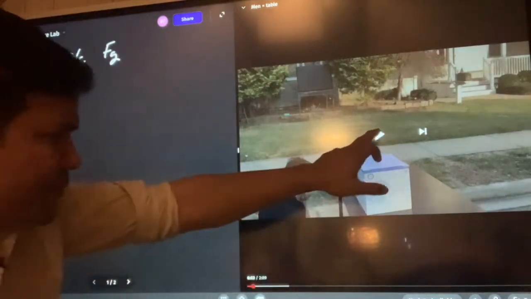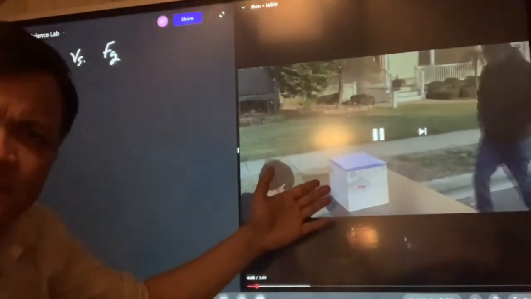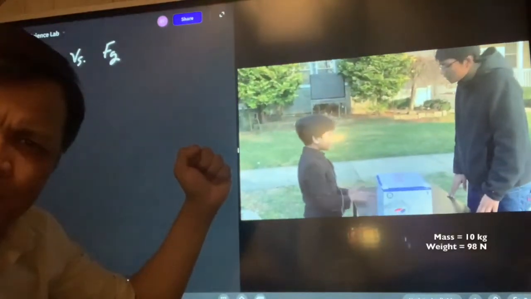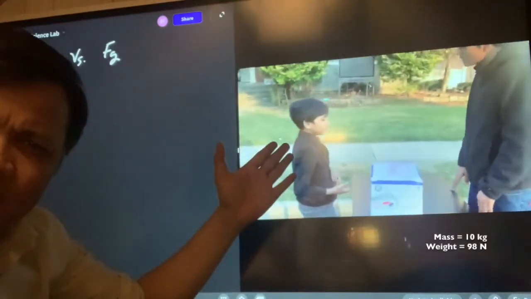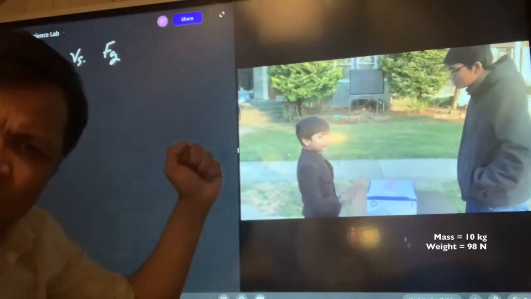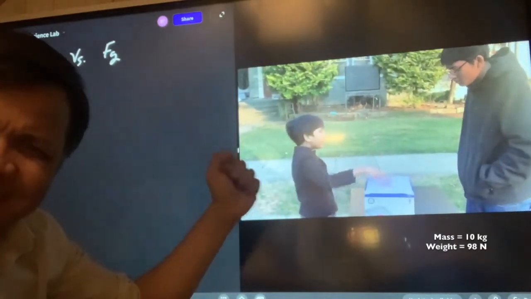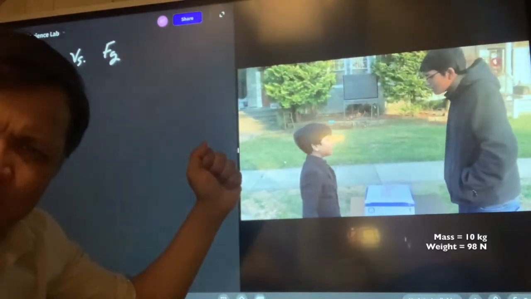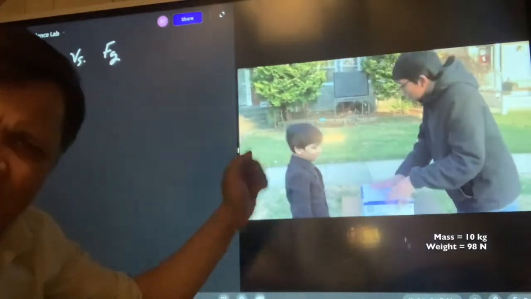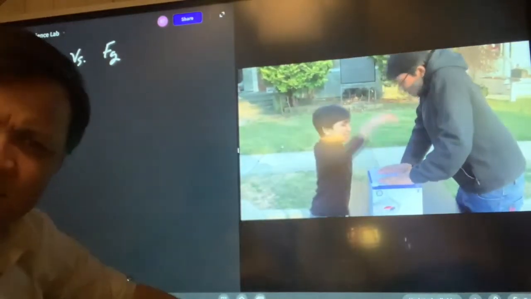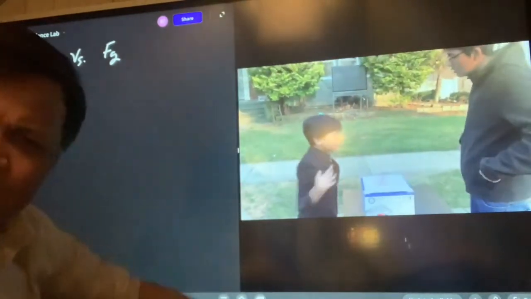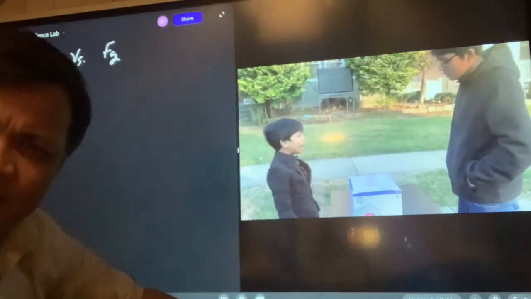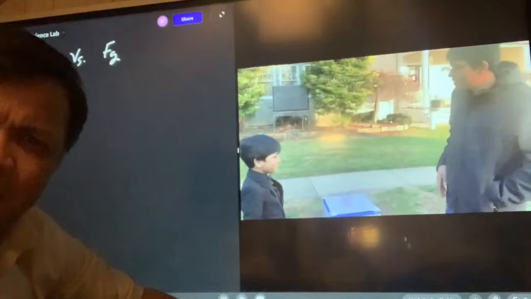So for example, there is a 10 kilogram mass sitting on a table. What is the weight of this box? The weight of this box is 98 Newton: 10 kilogram times 9.8 meter per second square, which is 98 Newton. Now if someone pushes it, the table has to apply more upward force to keep it balanced.